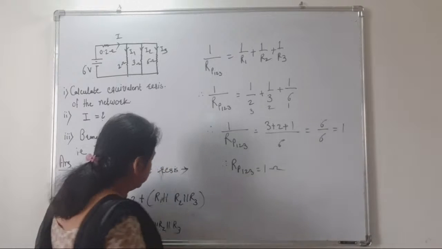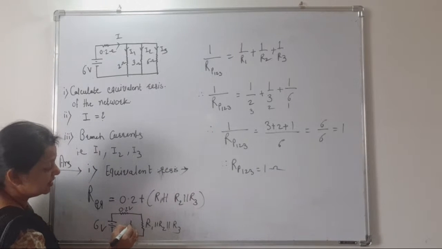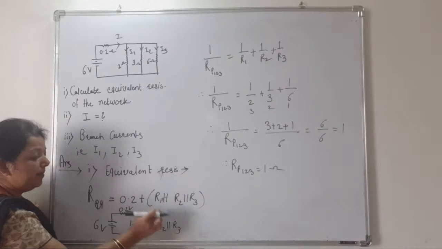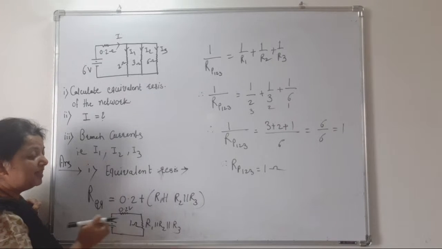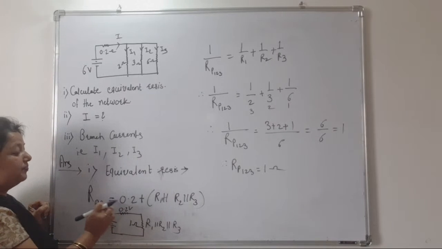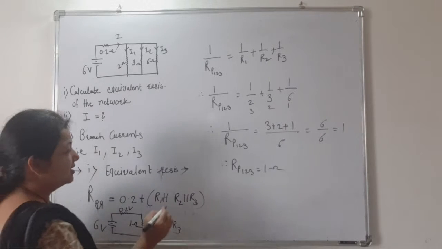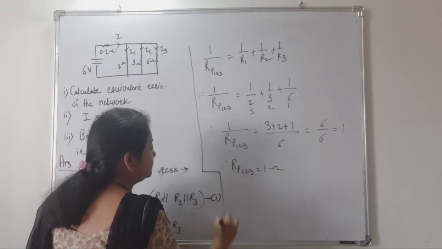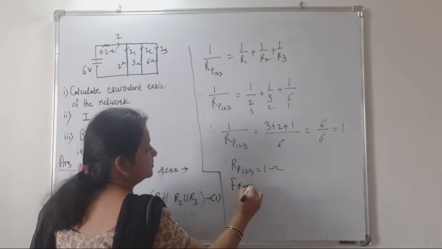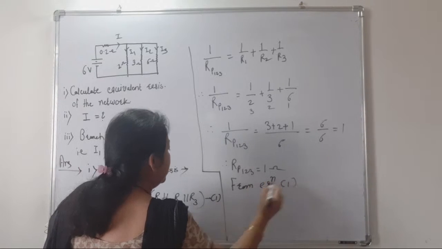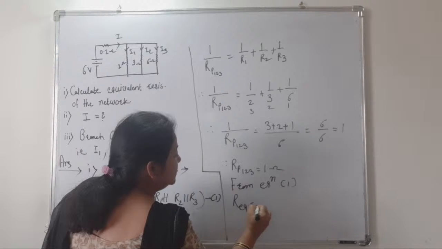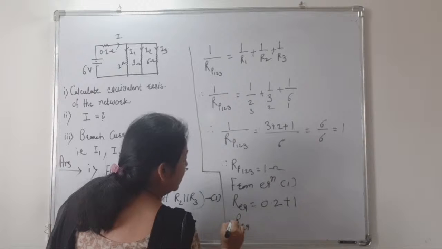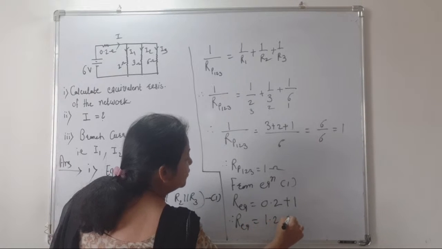Here the answer is 1. So the parallel combination is 1. So what is the value of this resistance? 1 ohm. Now this 0.2 ohm and this parallel combination's overall resistance are both in series, so we have to add them to calculate the equivalent resistance. Suppose this is your equation number 1. From equation 1, R equivalent is equal to 0.2 plus 1. Therefore, R equivalent is equal to 1.2 ohm.